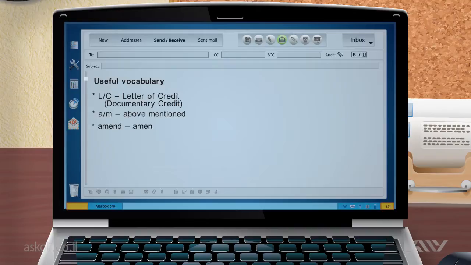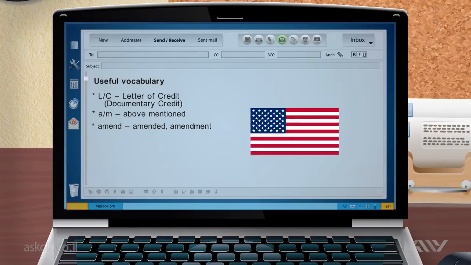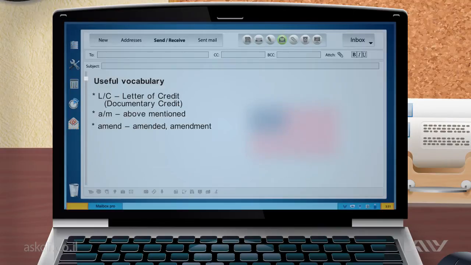Amend is another word for to correct. So an amended letter of credit is a corrected letter of credit, or an amended document is a corrected document. Amendment we can simply translate as tikkun. By the way, the most famous amendment is the First Amendment to the American Constitution, which is being quoted all the time. So amend is tikkun.